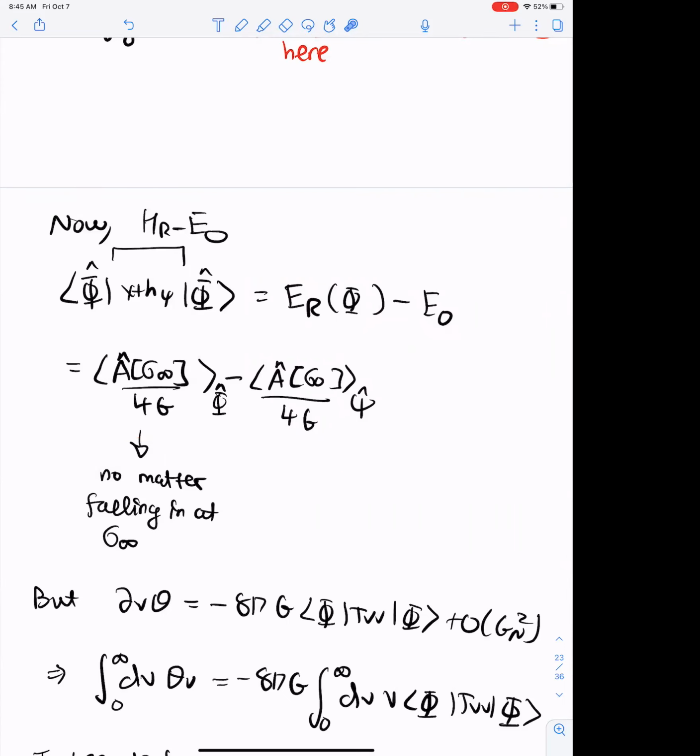And the coefficient 4G, you obtained from Hawking, or you? No, this 4G comes from the first law, which says that the energy is equal to the area divided by 4G. It's like the surface gravity, basically. Thank you. Yeah.